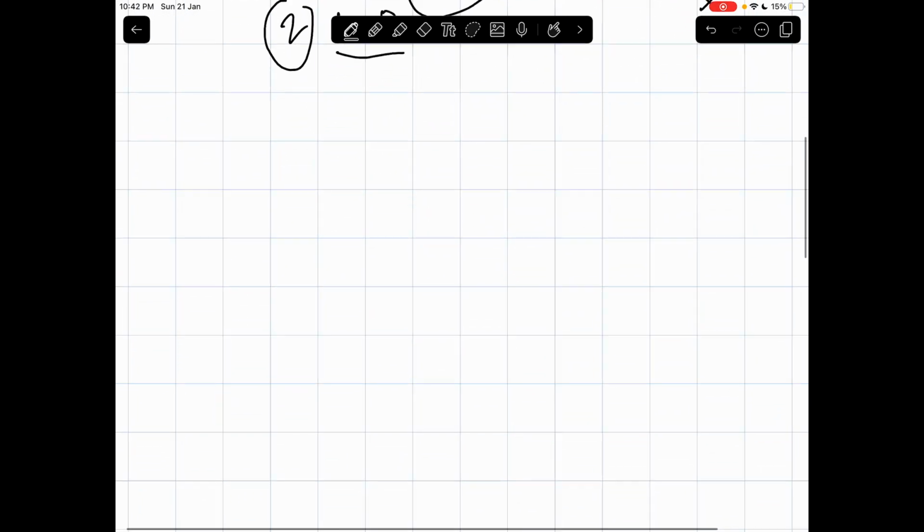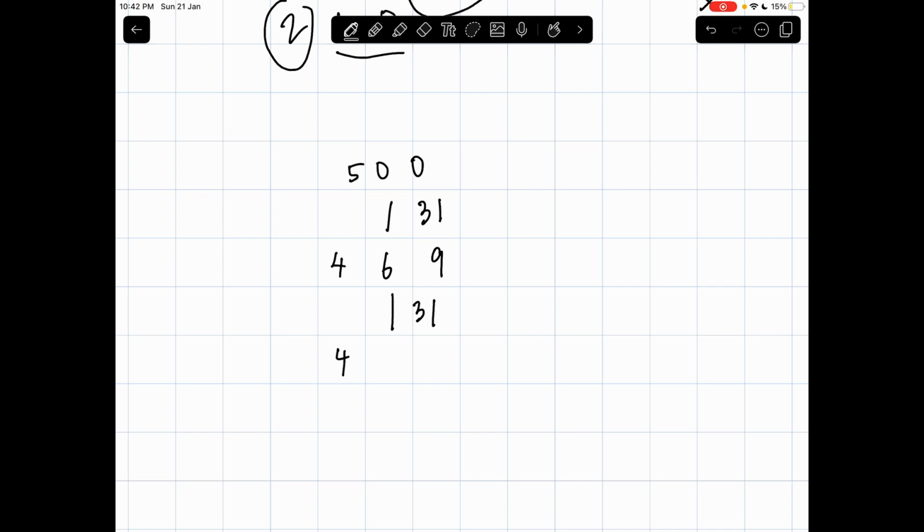So I will show you one more example. Let's go with 469. So 469 is more than 450, which is the halfway mark. So it will go up to 500. And we will go up to 500 by 31. Then we go down 31 as well. So we will have 438.